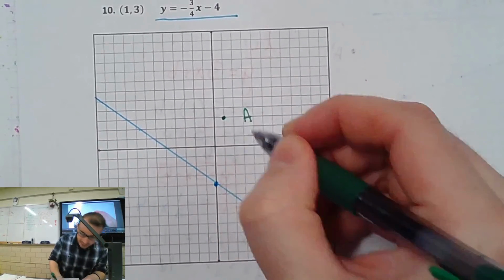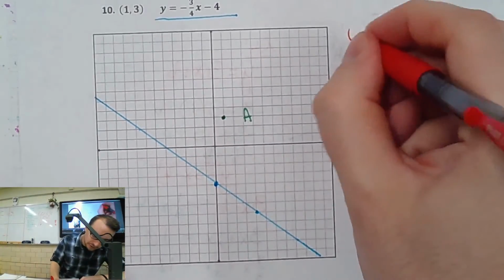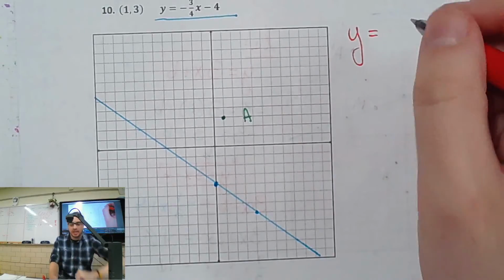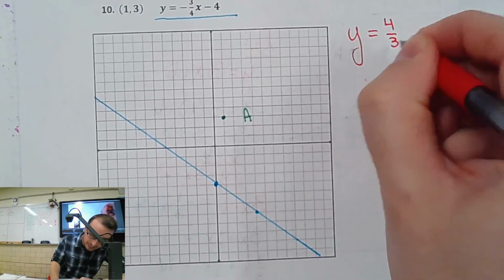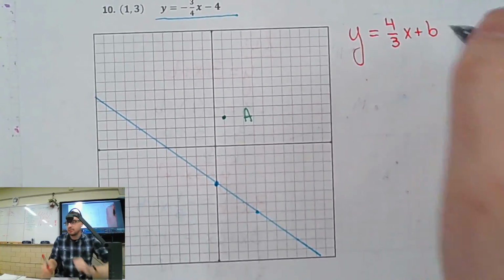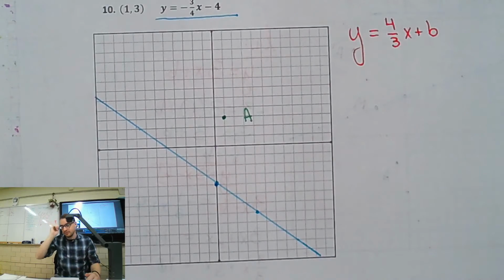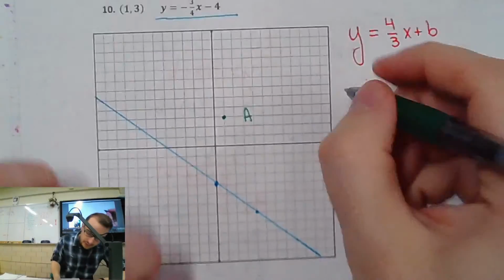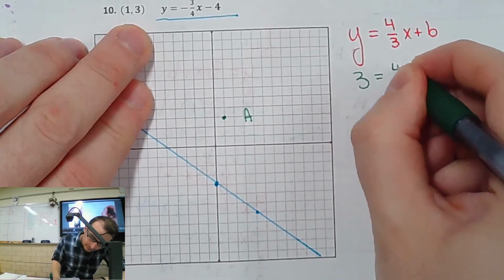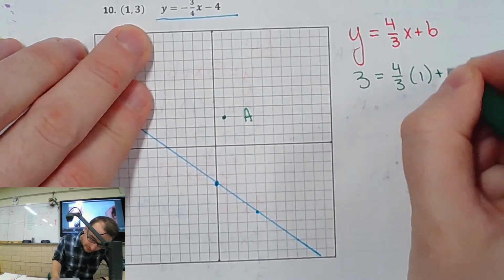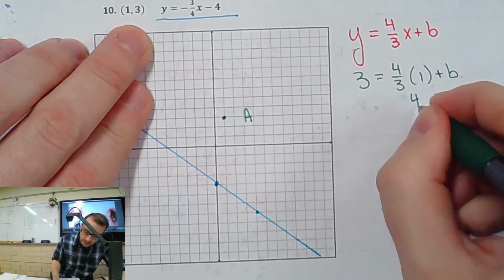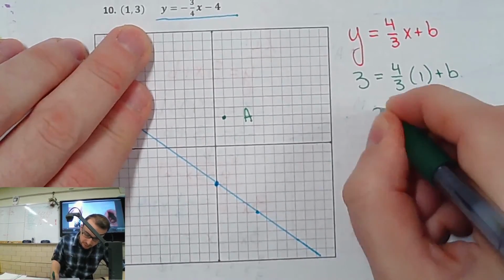There's A. I need to find the perpendicular to that. The perpendicular is going to have perpendicular slope. I flip it and change the sign, so I have 4 thirds and it's positive, plus B. Stop writing this down. There's no way you're going to keep up. I plug in 3 for Y. I plug in 1 for X. Stop worrying. I can easily catch up. I get 4 thirds plus B equals 3.